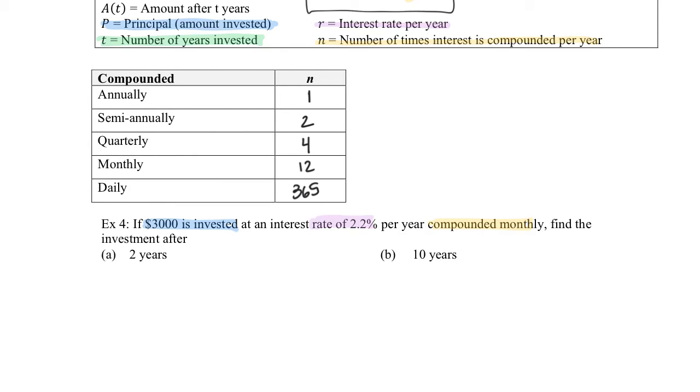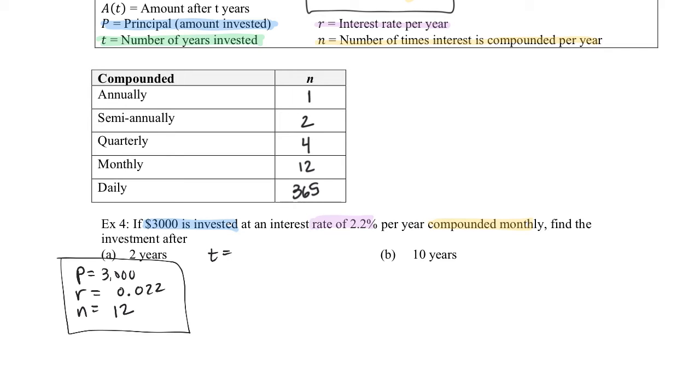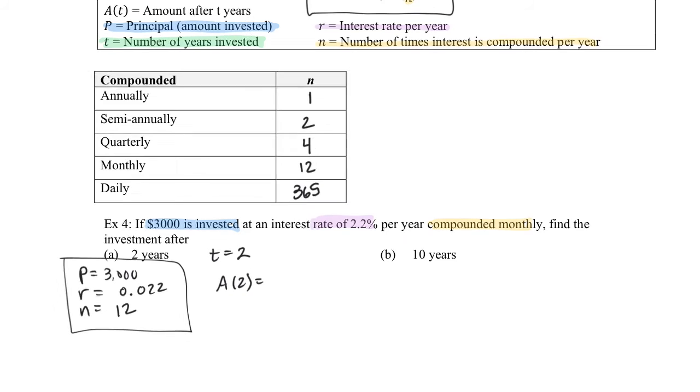Okay, so in this case, P is 3,000. The rate is, I'm going to put that in terms of a decimal, 0.022. And N, because it's compounded monthly, N is 12. Okay, for part A, our T is 2. So the amount after 2 years would be given by this formula.